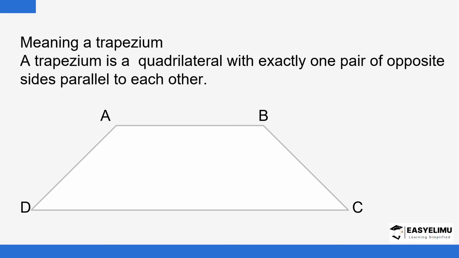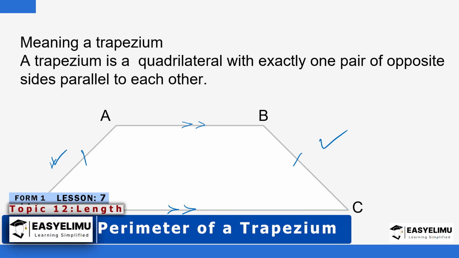So what is a trapezium? A trapezium is a four-sided figure, basically a quadrilateral, with exactly one pair of opposite sides which are parallel to each other. So we have this side here parallel to this side. And these ones we call the non-parallel sides. Usually if this is equal to this, then you can call that kind of trapezium an isosceles trapezium.